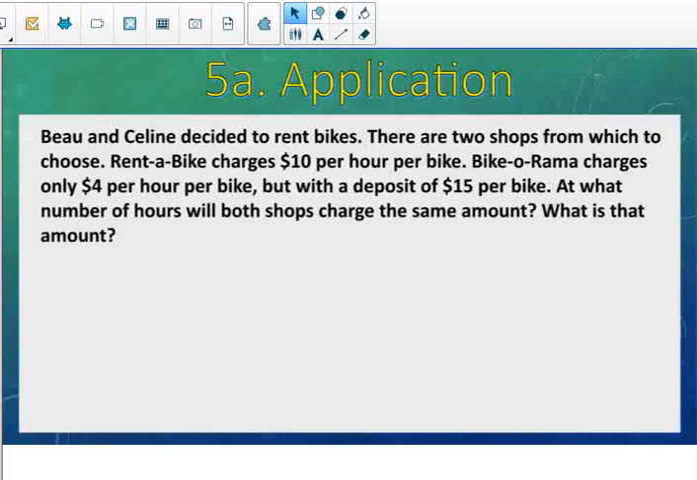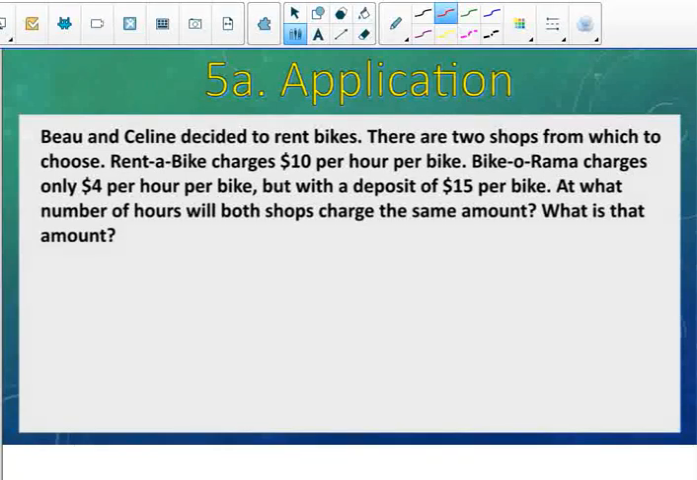Now let's look at some application problems dealing with word problems. Bo and Celine decided to rent bikes. There are 2 bike shops from which to choose. Rent a Bike charges $10 per hour per bike. Bike-A-Rama charges only $4 per hour per bike, with a deposit of $15 per bike. At what number of hours will both shops charge the same amount? And what is that amount?